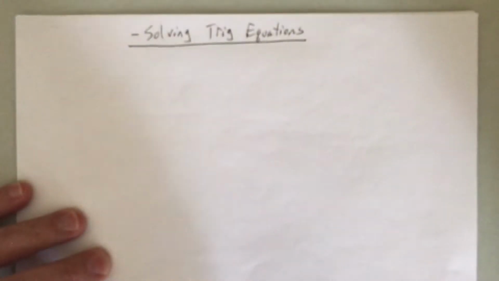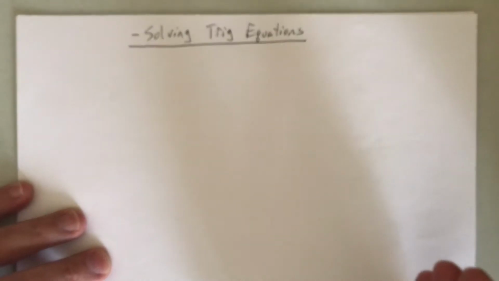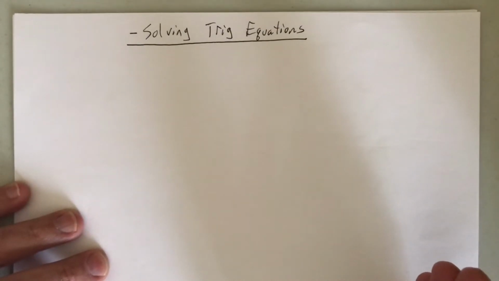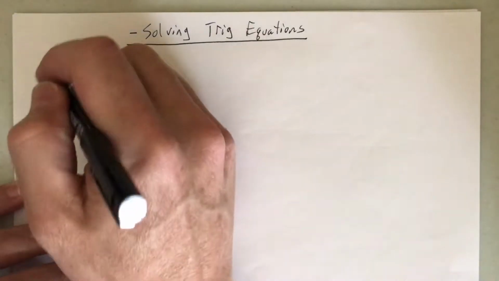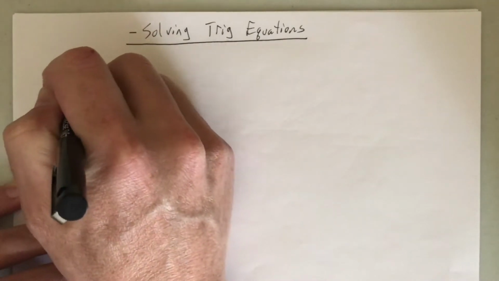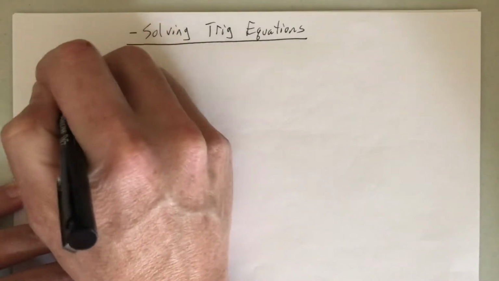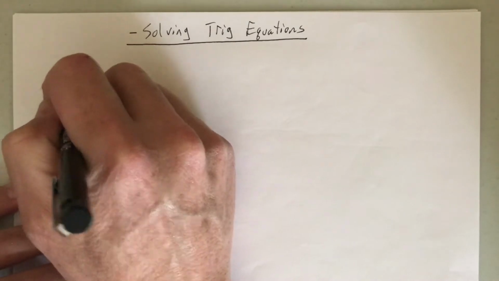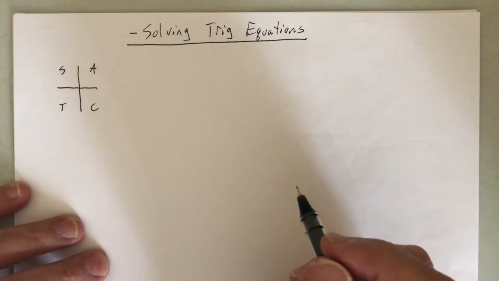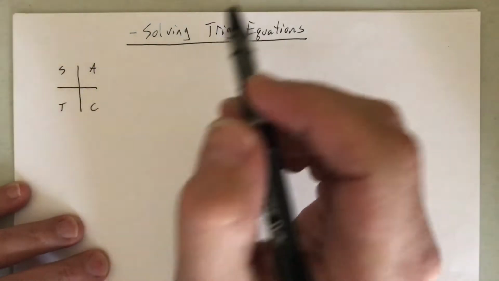So going back to what we talked about, I said there were certain skills that you needed when you were going to solve this. And one of those, of course, is knowing where the trig functions are positive and negative on the coordinate plane. So that would be the all students take calculus.